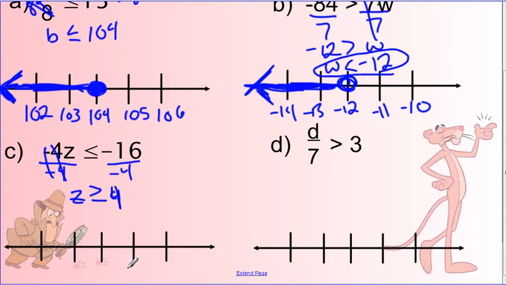Now, we graph. So 4, getting bigger, getting bigger, getting smaller, getting smaller. We need a solid dot. By the way, the rest of the problem is just the same. Solid dot. And we shade greater than to the right.